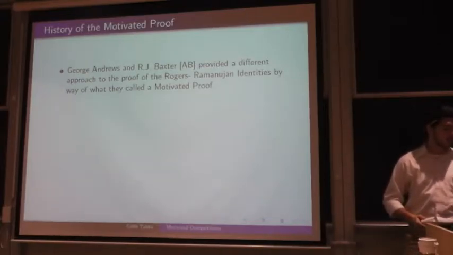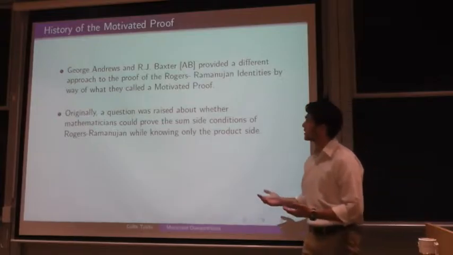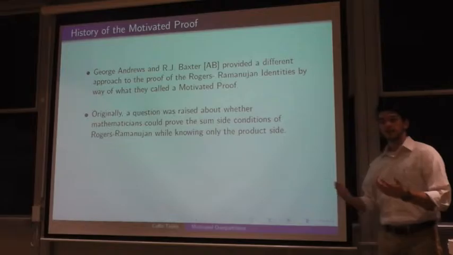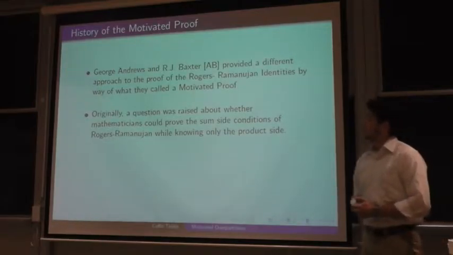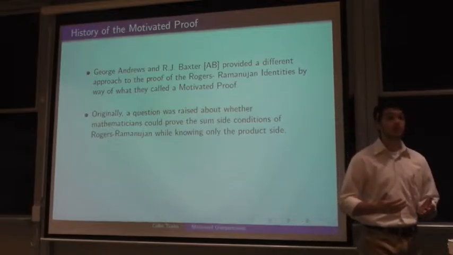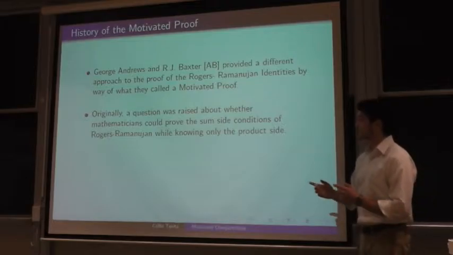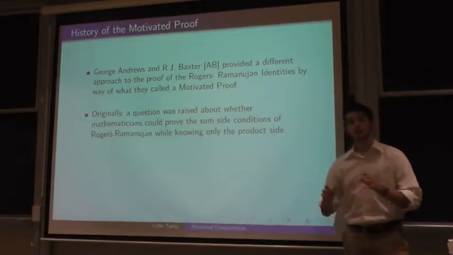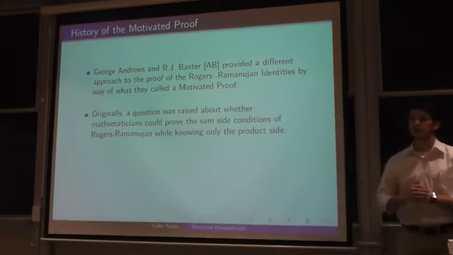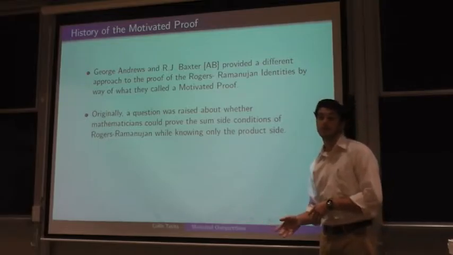And you might be asking, what is a motivated proof exactly? That's a good question because initially, I wasn't sure, and it actually makes a lot of sense when you think about it. So originally, the question was raised to these two mathematicians, and they took up the challenge of whether mathematicians could prove the sum side conditions of the Rogers-Ramanujan, in other words, the difference two conditions, the bottom two conditions of the Rogers-Ramanujan identities that I had up there, while knowing only the product side, while only knowing the modular conditions.